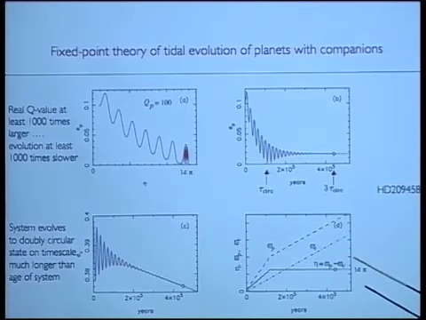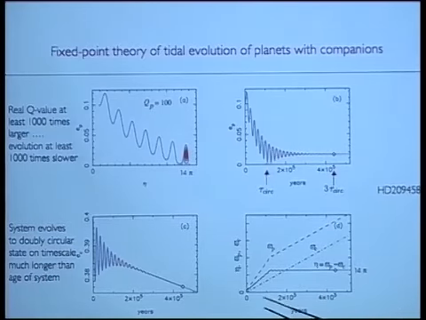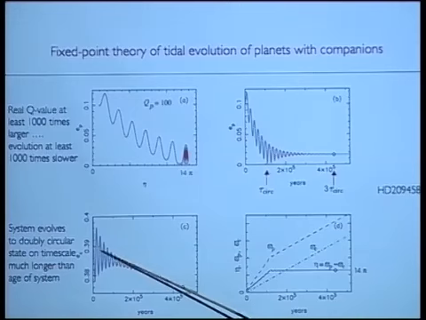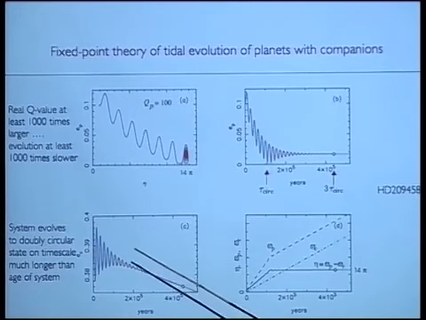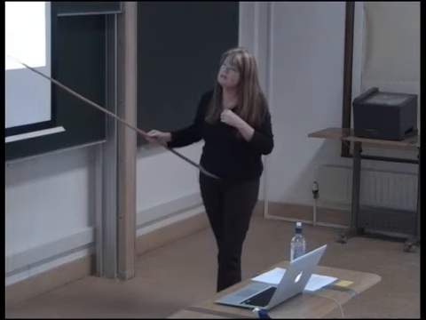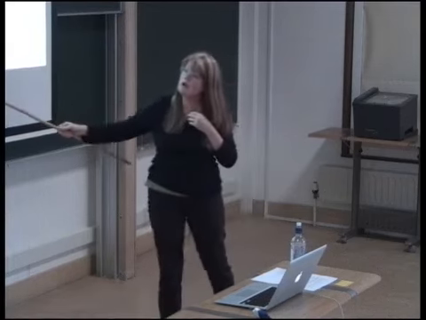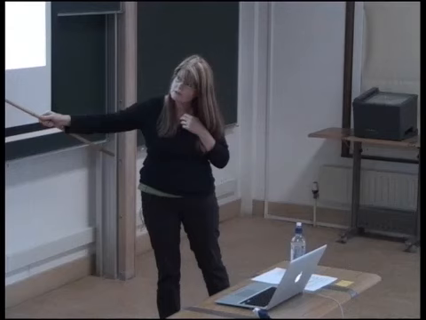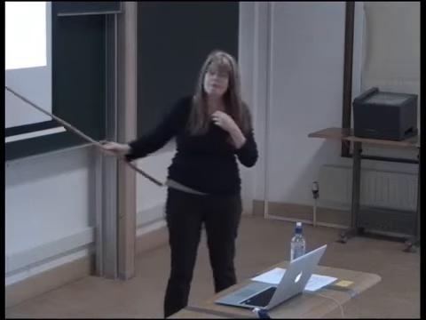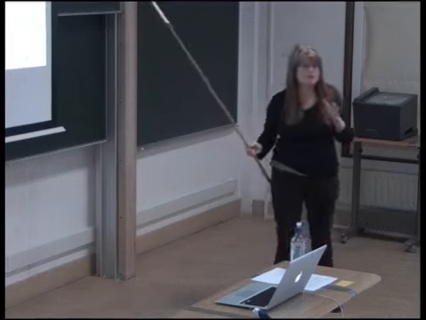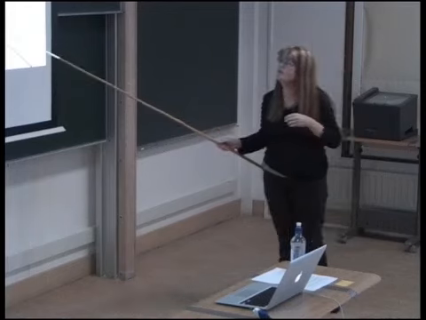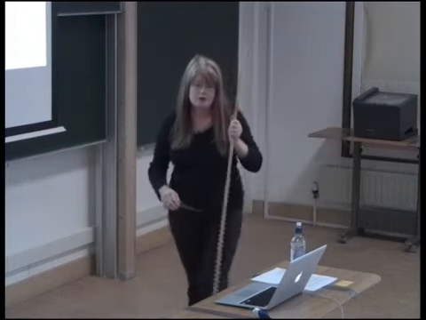I assumed to derive that fixed point formula that the outer eccentricity remains constant, but actually it evolves slowly over time, on a timescale much longer than the age of the system. And I worked out the timescales on which the system actually evolves to the doubly circular state. So it's kind of nice. You don't need tides in the outer planet for it to actually circularise, but it happens on a very long timescale.